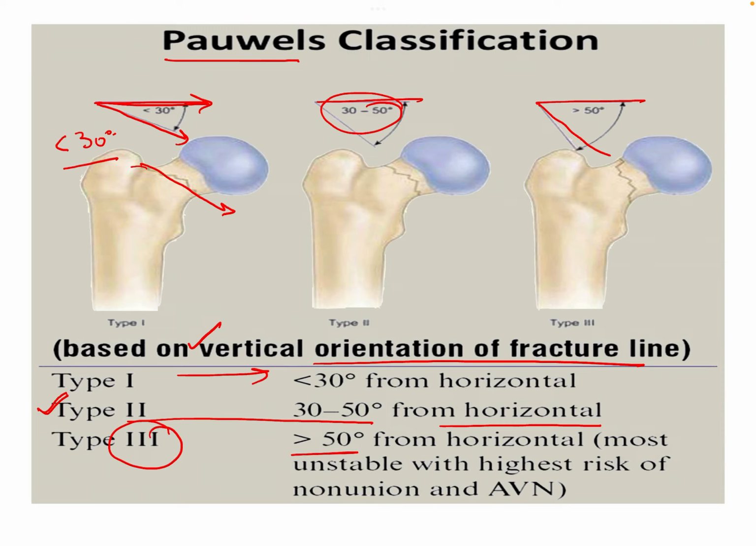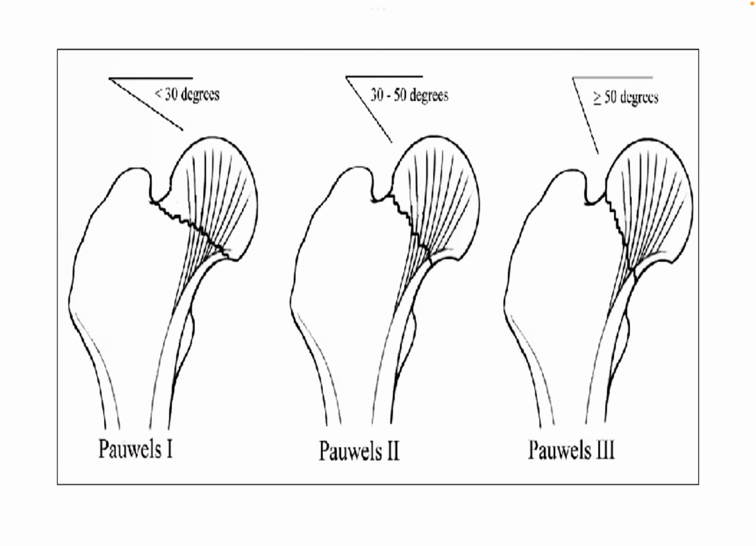classification. So this also indicates the prognosis. If it is type 1, angle less than 30 degrees, it is a good prognostic sign. And if it is more than 50 degrees, it is the most unstable fracture and it has the highest risk of non-union and avascular necrosis. So this is again the Powell classification. First is less than 30 degrees, then we have 30 to 50 degrees, and then type 3 we have more than 50 degrees.